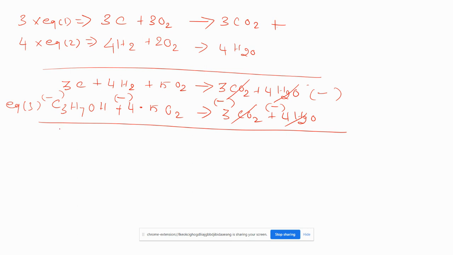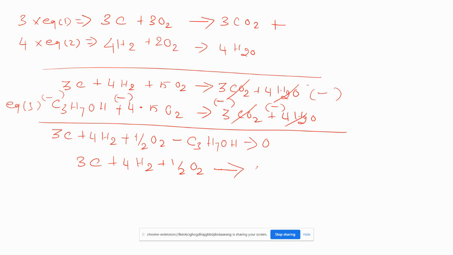So you will get it as 3C plus 4H2. 5O2 minus 4.5O2 is plus half O2. Okay. Minus C3H7OH gives nothing. Okay. So now bring this C3H7OH there. 3C plus 4H2 plus half O2 gives C3H7OH. Now we have got the equation where we are having C3H7OH as a product. This is the equation 4. This is the N-propanol as a product.